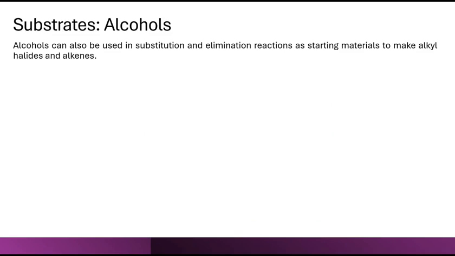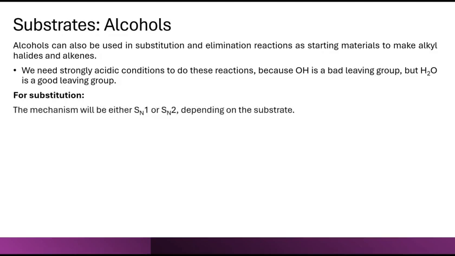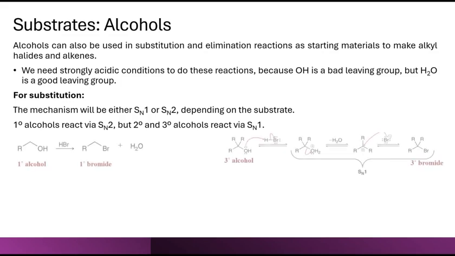Substrates, alcohols. Alcohols can also be used in substitution and elimination as starting materials to make alkyl halides and alkenes. We need a strong acidic set of conditions in order to do these reactions, because OH itself is a bad leaving group, but water is a good leaving group. For substitution, the mechanism will either be SN1 or SN2, depending on the substrate. Primary alcohols react via SN2, but secondary and tertiary alcohols react via SN1.